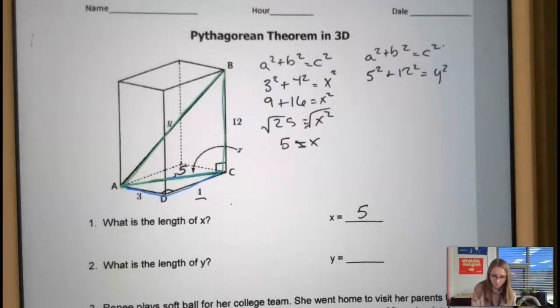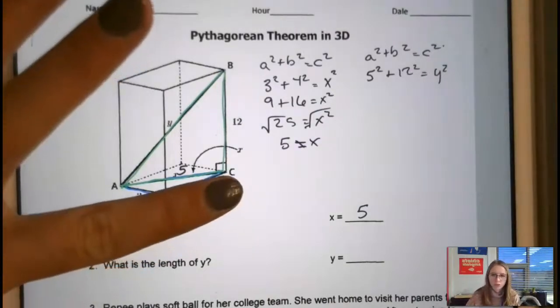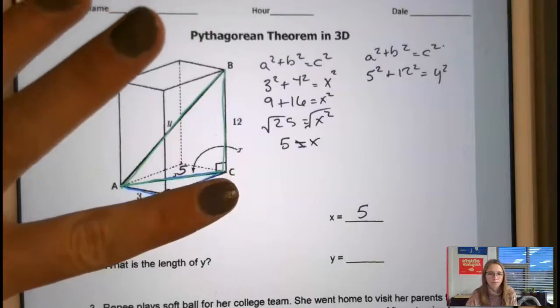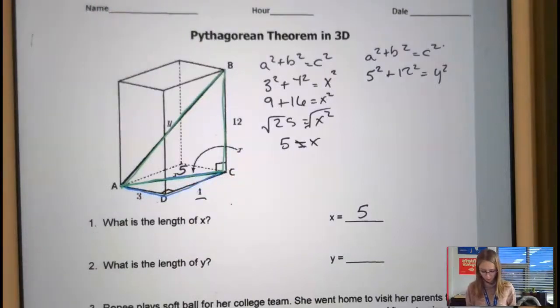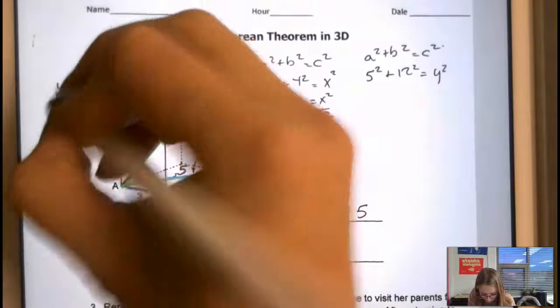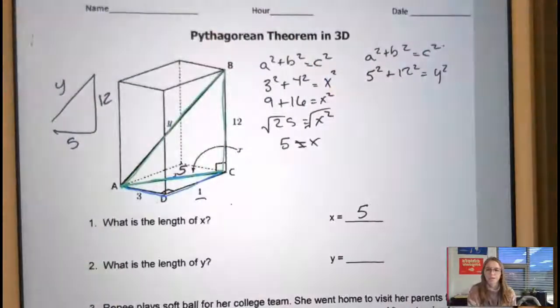Alright? Okay, so once again we're just trying to visualize that triangle all by itself. So if you have some different colored pens or markers, I would do that. Or what you can even do is just rewrite the triangle on the side and just visualize it as an individual, okay?